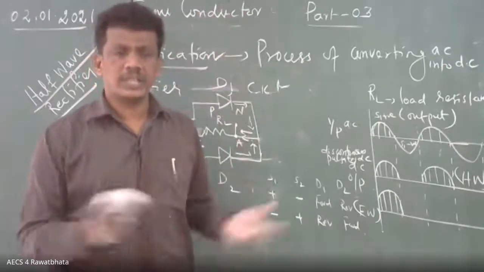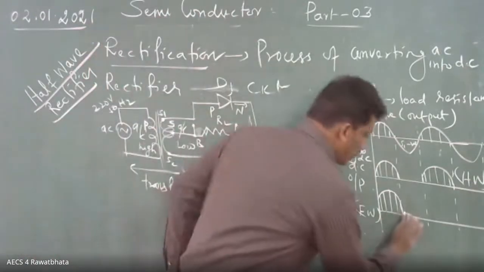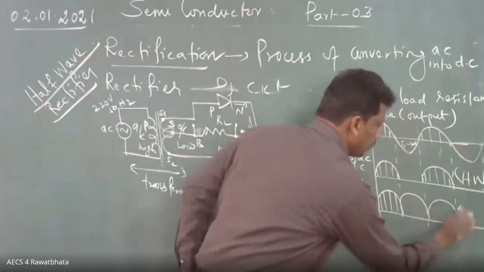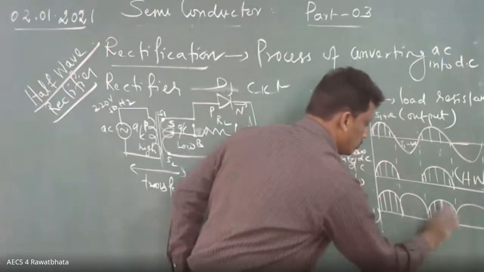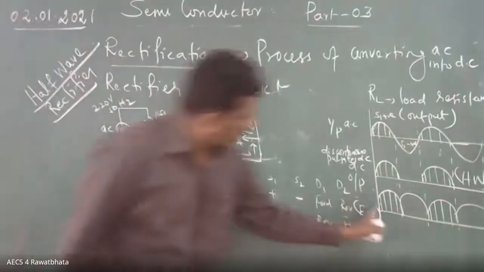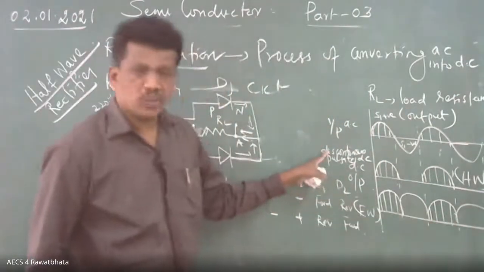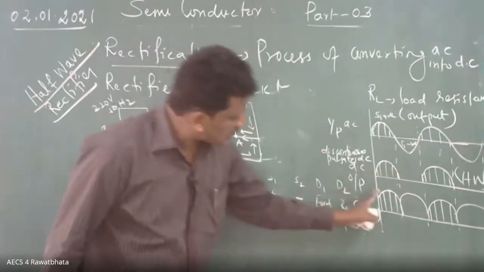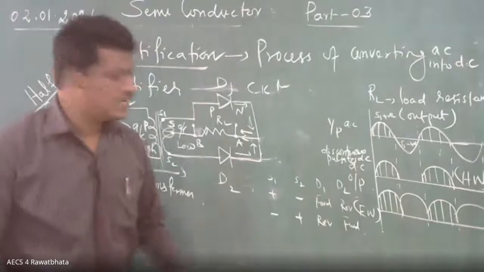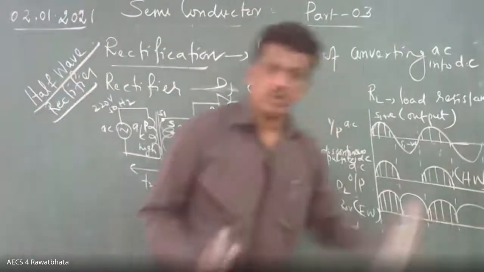So again, you are getting the output. Similarly, just to distinguish, that's all. Now what happened? You get a continuous output. Instead of discontinuous, what will you write? Continuous, again pulsating DC output. Continuous pulsating DC output. That's all.